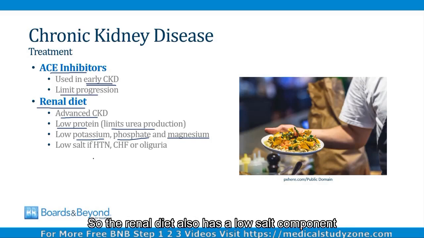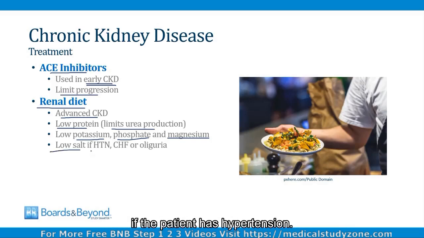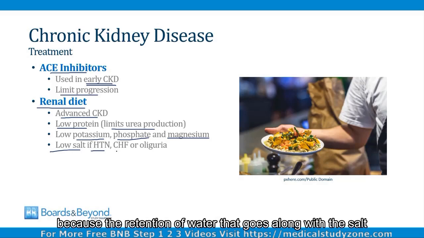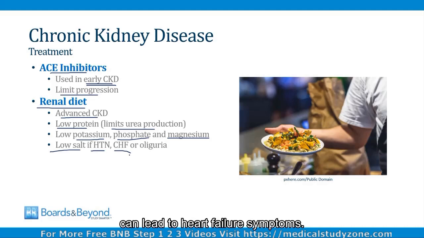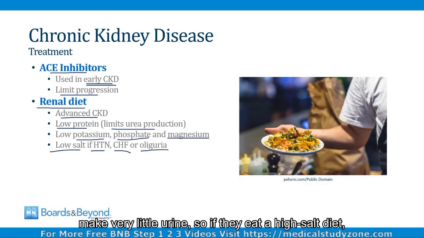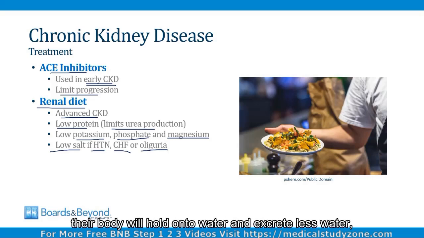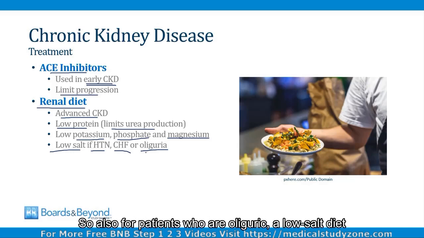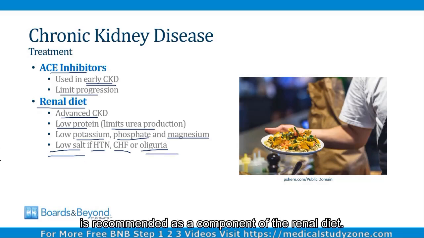So the renal diet also has a low salt component if the patient has hypertension. In addition, patients with heart failure should not consume high levels of salt anyway, because the retention of water that goes along with the salt can lead to heart failure symptoms. And finally, patients who are oliguric with advanced CKD make very little urine. So if they eat a high salt diet, their body will hold on to water and excrete less water, and that will worsen the oliguria, potentially progressing the kidney disease to the point where they're not making any urine. So also for patients who are oliguric, a low salt diet is recommended as a component of the renal diet.